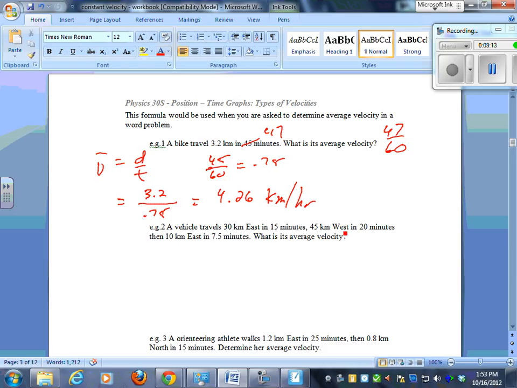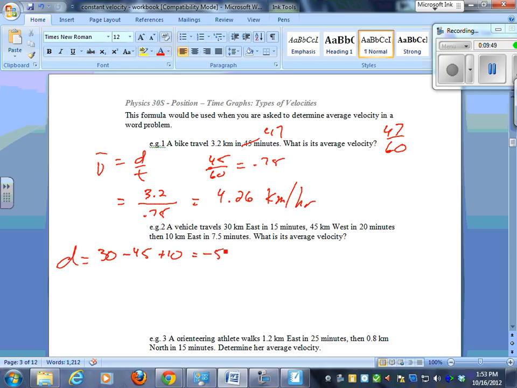So the only way to really do this is to find the total displacement. And the total displacement is 30 kilometers east. Displacement, not distance. 30 kilometers east, and then 45 to the west, which is going to be minus 45, and then another 10 kilometers east. Right? 30 minus 45 is minus 15, plus 10 is minus 5. My overall displacement is minus 5.